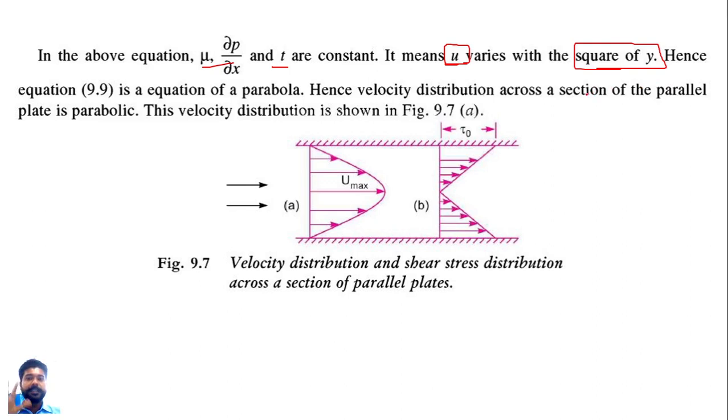Okay, so at that time u again varies with the square of y. This equation is known as a parabolic equation, and it gives you a parabola like this. This is your velocity distribution, which is a parabola, where your maximum velocity is at the center and the minimum velocity is at the ends of these parallel plates.